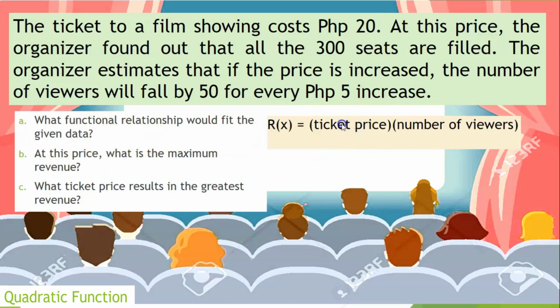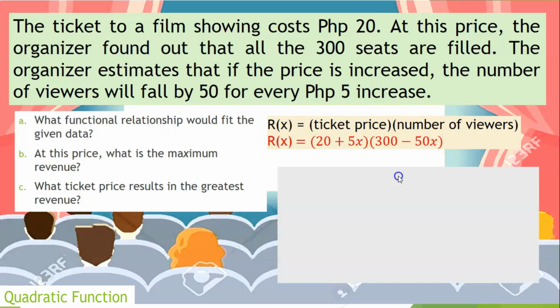In this case, that would be the price of the ticket times the number of viewers, in which the ticket price is set at 20 pesos and the number of viewers is 300. If the ticket price is increased by 5 pesos, the number of viewers will decrease by 50.